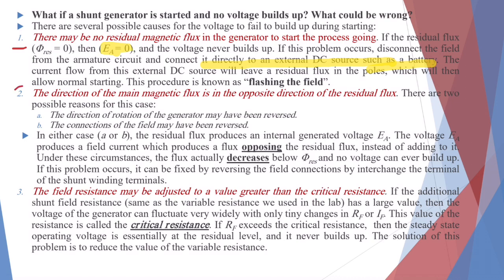Number 2, the direction of the main magnetic flux may be opposite to the direction of the residual flux. There are two possible reasons for this case. A, the direction of rotation of the generator may have been reversed. B, the connection of the field may have been reversed. In either case, A or B, the residual flux produces an internal generated voltage EA. The voltage EA produces a field current which produces a flux opposing the residual flux instead of adding to it. Under this condition, the flux actually decreases below the residual flux and no voltage can ever build up. If this problem occurs, it can be fixed by reversing the field connections, by interchanging the terminals of the shunt winding.